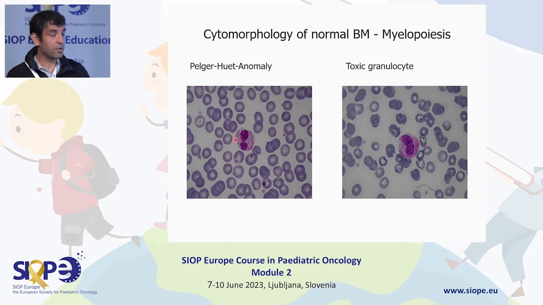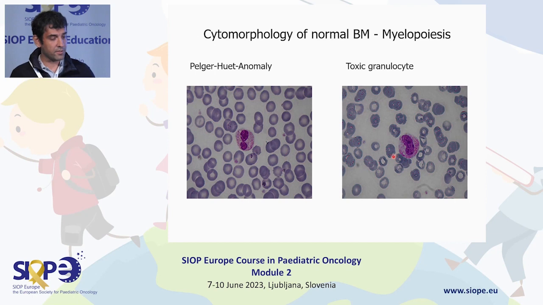Then the Pelger-Huët anomaly. Who knows what it is? This is an inherited anomaly of the nucleus. Does it have a pathological relevance, or is it something which you can see but has no consequence for the patient? Yeah, it has no pathological relevance. It's a bilobed nucleus, and it's a disruption of the maturation process of the nucleus, but it has no pathological relevance. The patients have a normal response to infections.